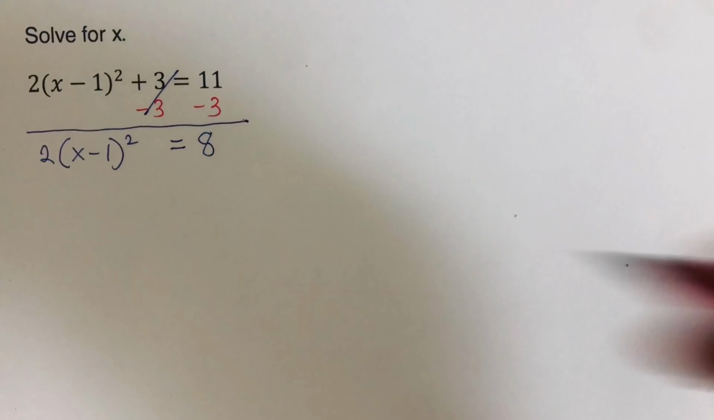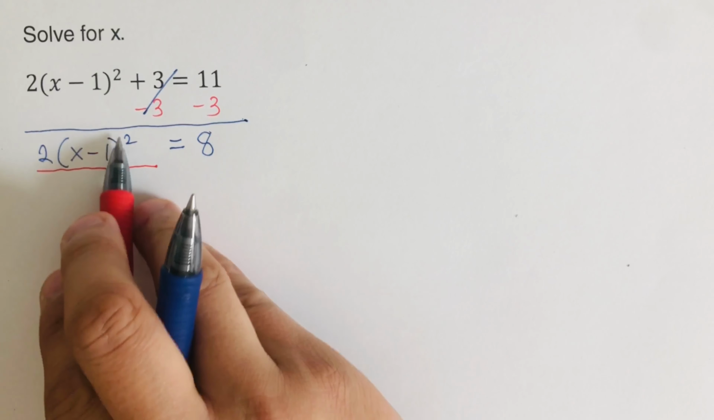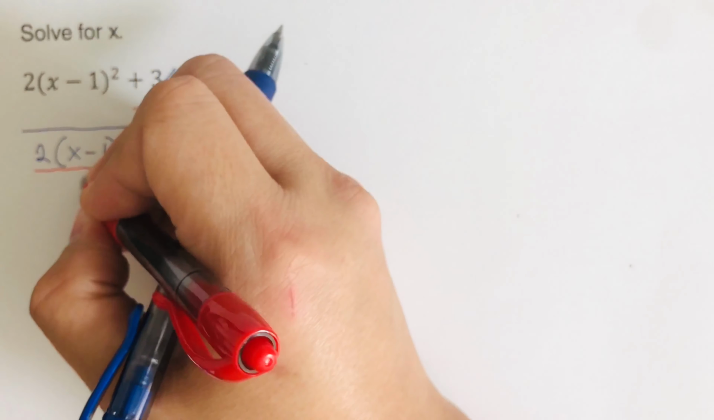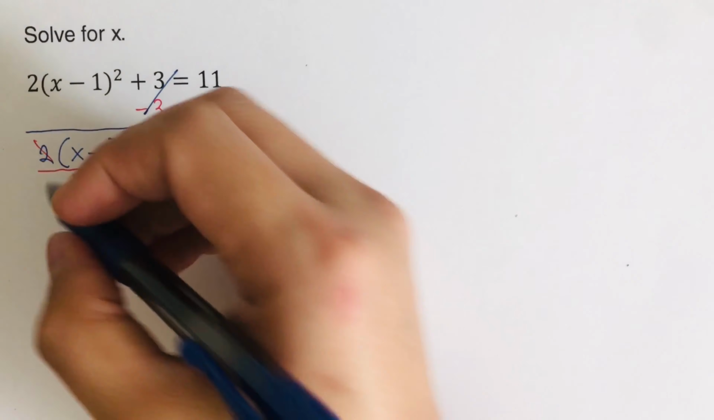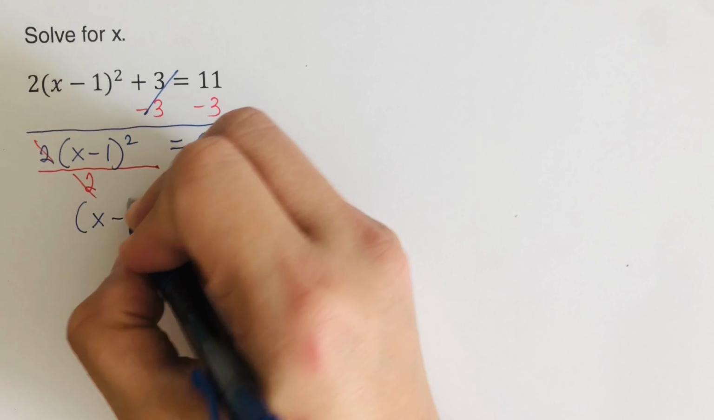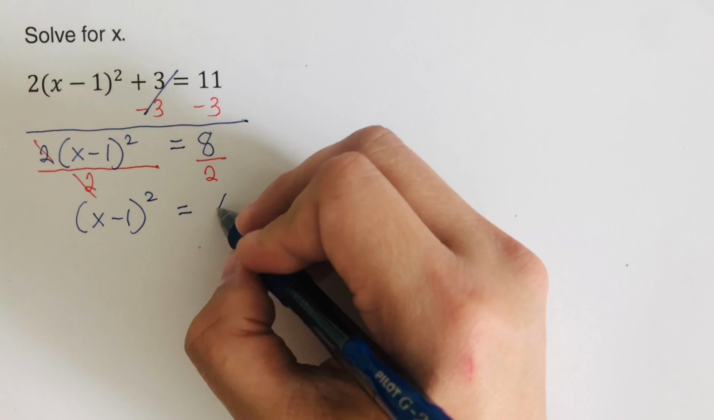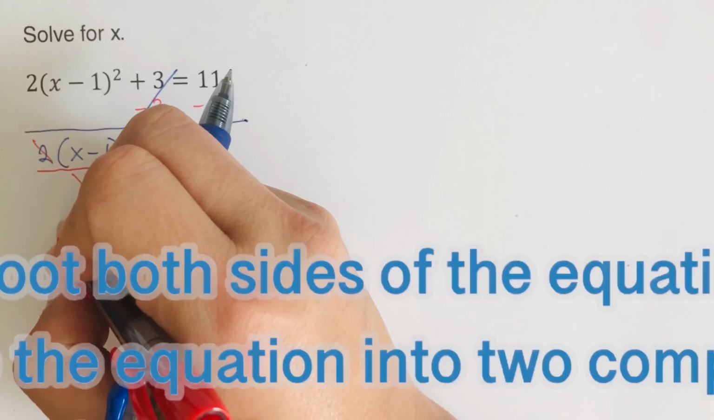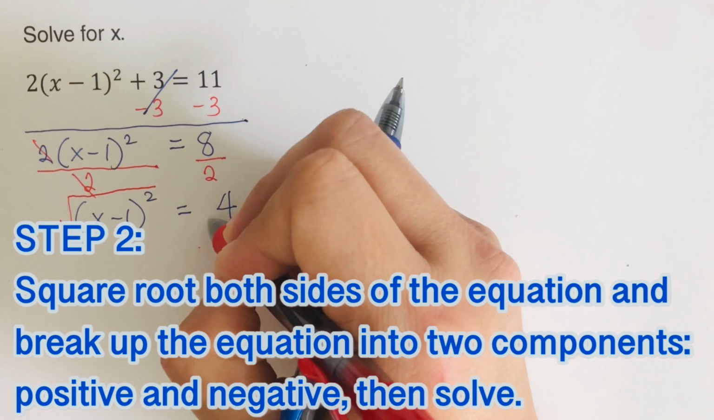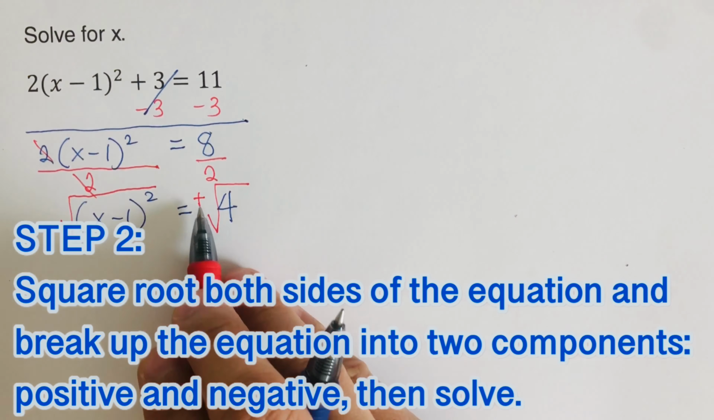So then we go ahead and divide both sides by 2 because again our target is to have x minus 1 squared by itself on the left side. So divided by 2, we divide this by 2 as well. So then we are left with x minus 1 squared is equal to 4. So then from here, we are going to get rid of the squared by using the square root. So we're going to square root both sides. And remember, when we square root using the square root property, we add plus and minus.